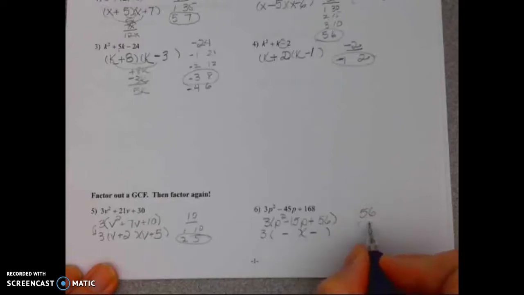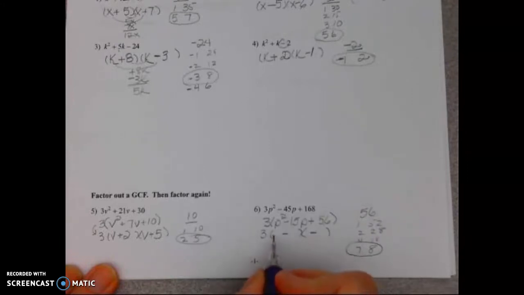1 and 56, 2 and 28, 4 and 14, 7 and 8. That gets me to my 15. So it's p minus 7, p minus 8.